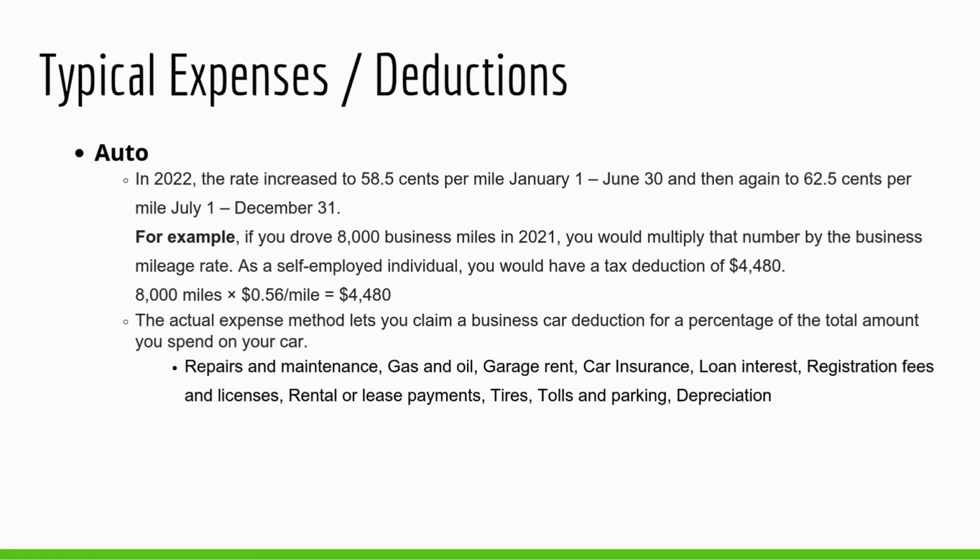So an example of how that would work, if you drove 8,000 business miles in 2021, you would multiply that number by the business mileage rate. As a self-employed individual, you can take a deduction in that example. If we did 8,000 miles at 56 cents a mile, it would be a $4,480 deduction, okay? The thing I want you to know about that, if you are ever audited, for self-employed people, the number one place that the IRS will find an issue during an audit of a self-employed human being is mileage.